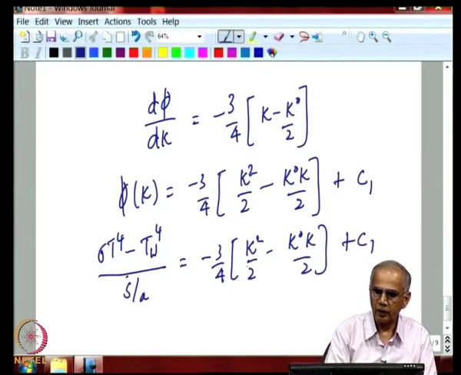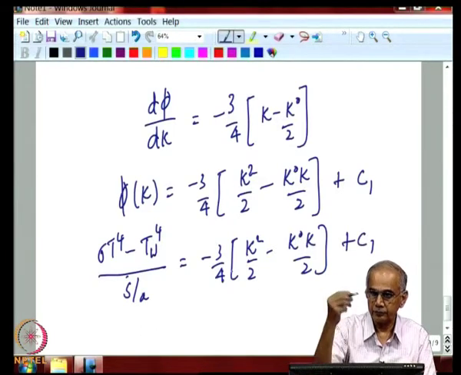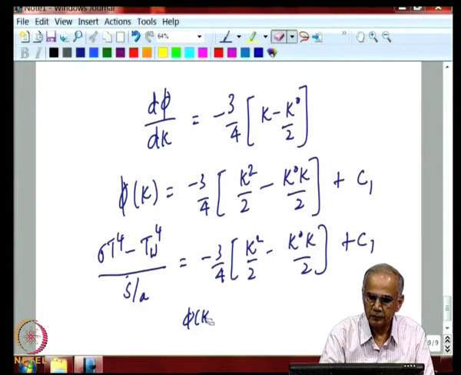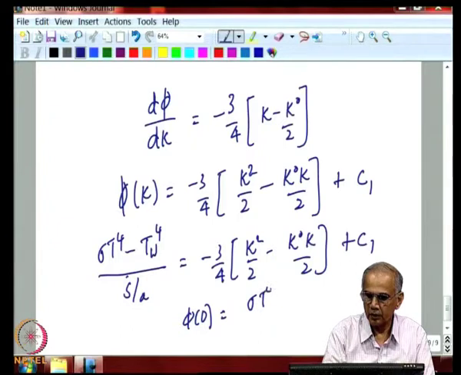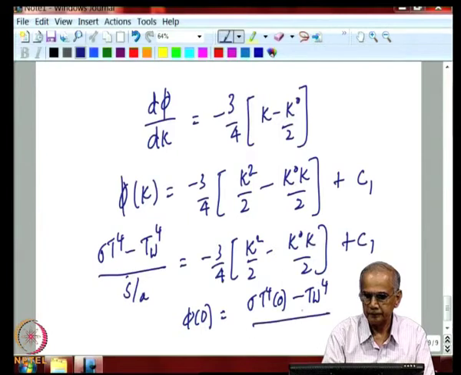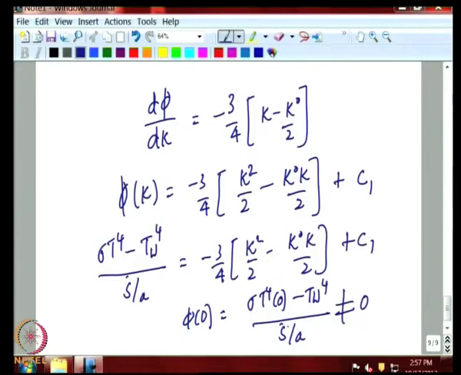So, notice that at phi of 0 as well as phi of kappa 0, let us write phi of 0 first. This will be sigma T4 of the gas at the wall minus the wall temperature. Now, notice that this is not equal to 0, because this is a slip, because the temperature of the gas at the wall is not equal to wall temperature. So, this slip has to be calculated.